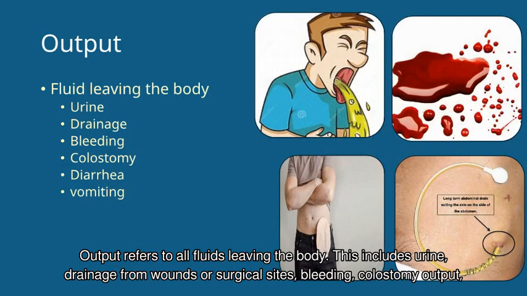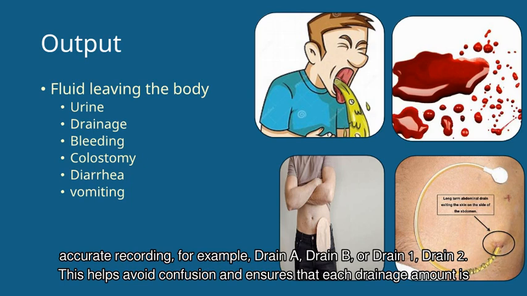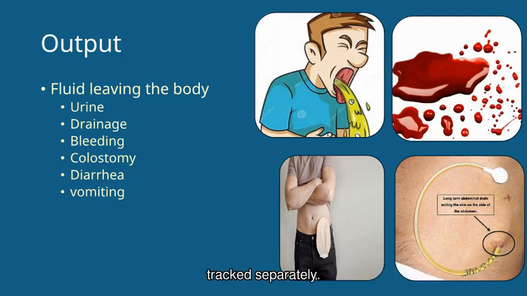Output refers to all fluids leaving the body. This includes urine, drainage from wounds or surgical sites, bleeding, colostomy output, diarrhea, and vomiting. Some patients may have multiple drainage sites. In such cases, it's important to clearly label each drain for accurate recording, for example, drain A, drain B, or drain 1, drain 2. This helps avoid confusion and ensures that each drainage amount is tracked separately.